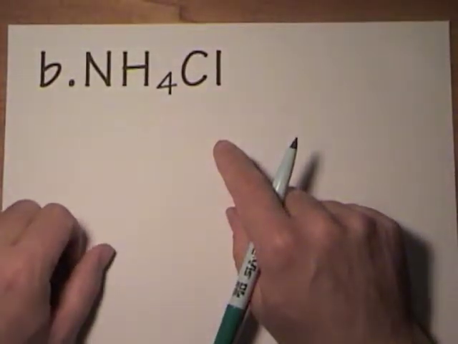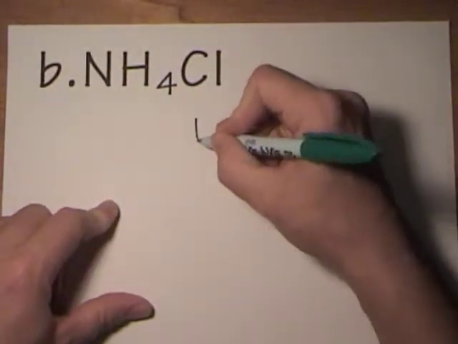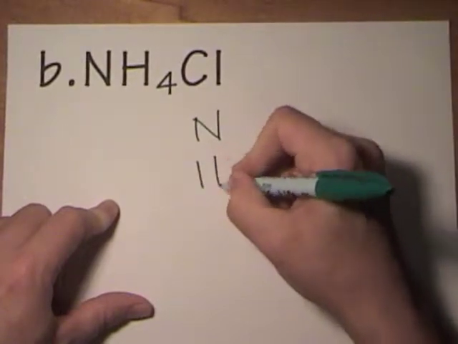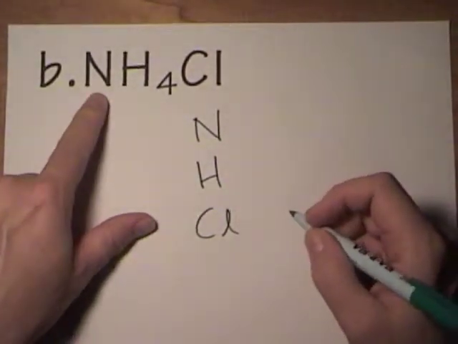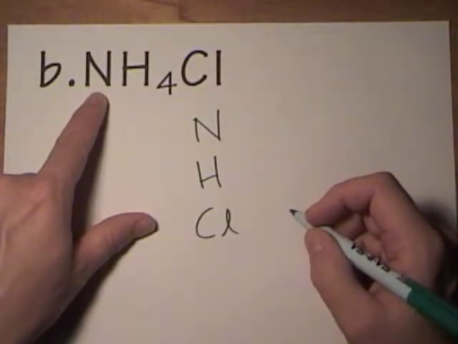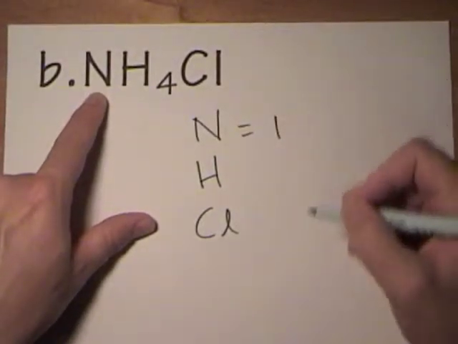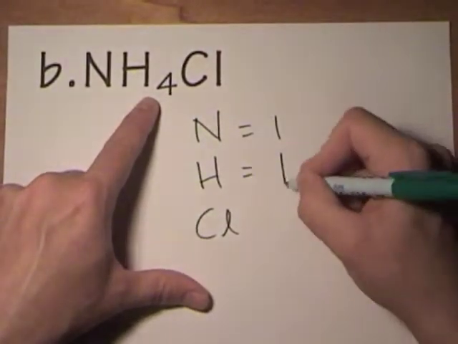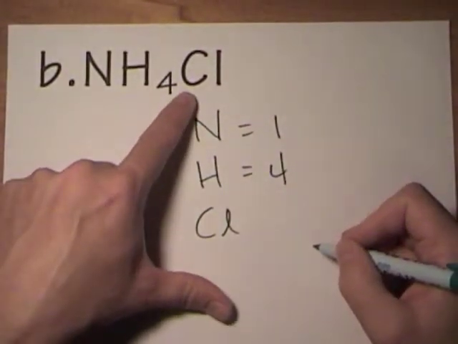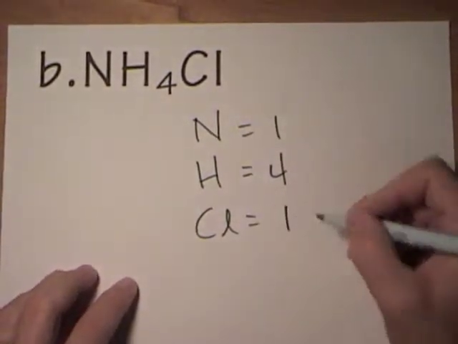I want to count how many atoms of each element there are. If I list the elements, nitrogen, hydrogen, and chlorine, and then I'll look to see what subscripts they have. There's no subscript on this nitrogen. That means there's just one of them. There's a subscript of 4 on the hydrogen. That means there's 4 of them. And there's no subscript on the chlorine. That means there's just one of them.